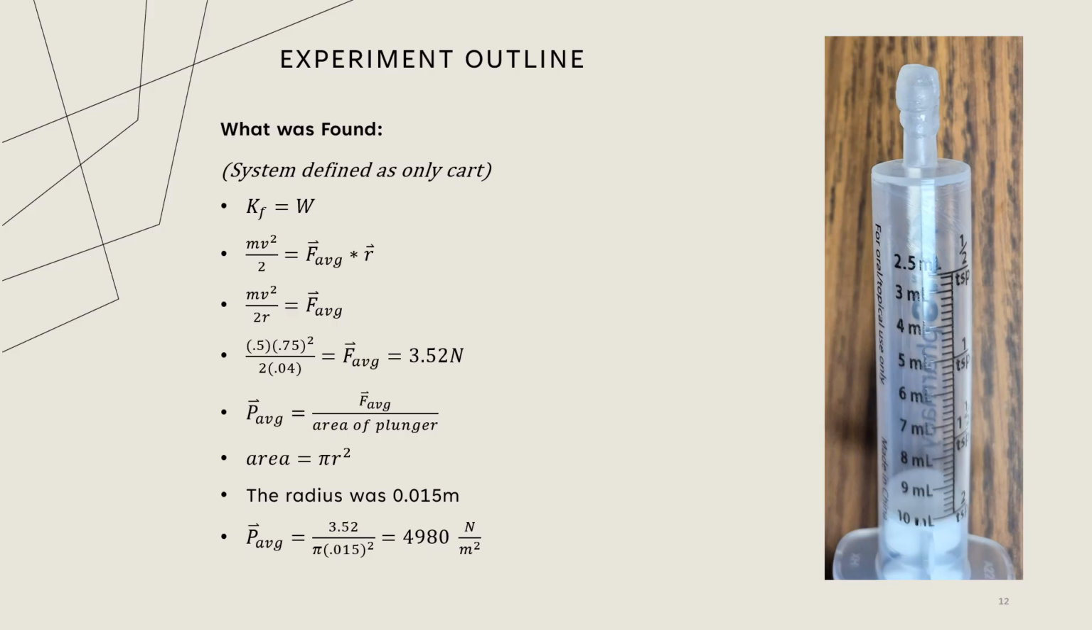For our final one, we define the system as only the cart, and then we know that our final kinetic energy will be equal to the work done on the system. The only work will be done by the syringe, so we can solve around our F dot r to find our average force. We find that it was 3.52 newtons, which is kind of a lot for how small a syringe we had. Then the pressure will equal the force over the area of the thing that it applied the force to, which in this case was the plunger, which had a radius of 0.015 meters. We found that our average pressure was 4,980 newtons per square meter.